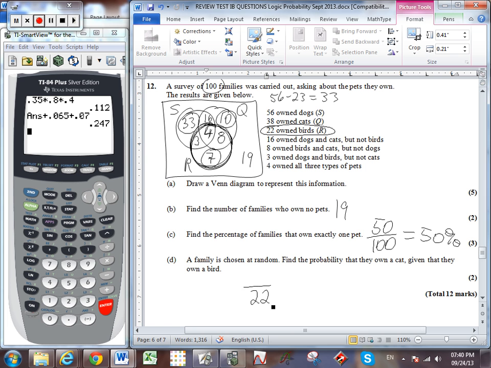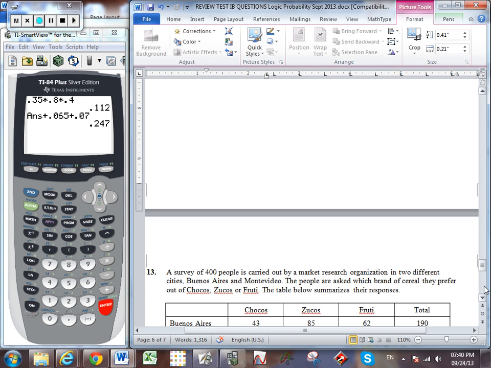How many of those 22 families in the R circle are also owning a cat, are also in the Q circle? And we see that there's 4 plus 8, a total of 12 out of 22, and that reduces to 6/11ths. Yes, you can express it as a decimal or a percent. Just make sure you round to 3 significant figures.